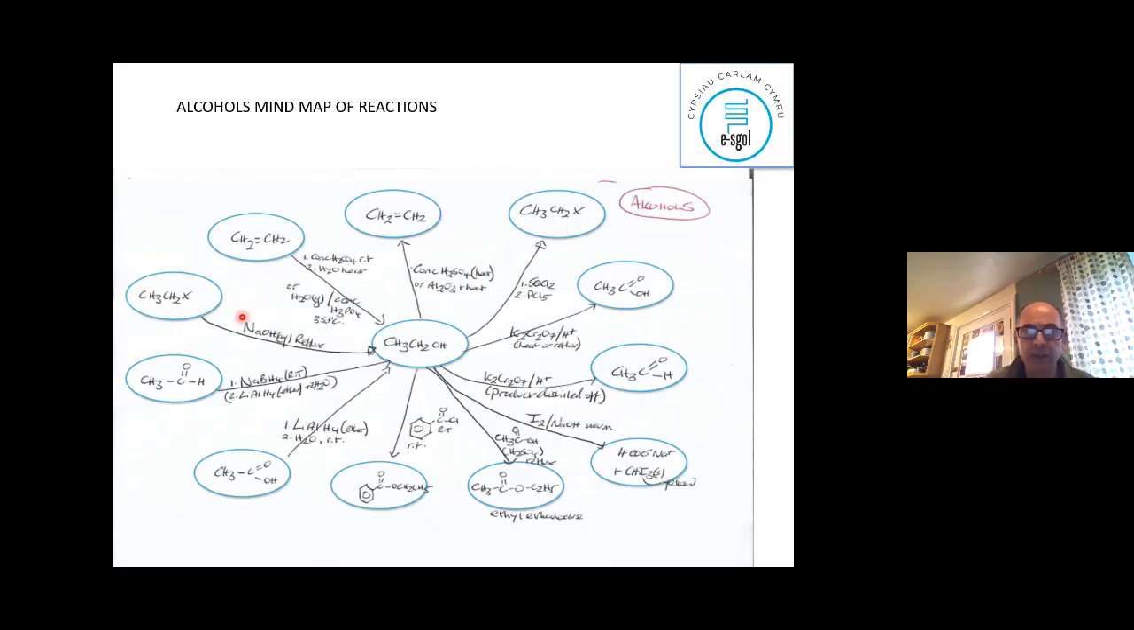I showed you last week some mind maps of reactions. Here's one for alcohols. I do recommend that you try drawing and making your own mind maps of all the different reactions, with the functional group in the middle, on the left-hand side, how the alcohol is formed, and then on the right-hand side, I've drawn the reactions of, in this case, ethanol with different reagents.